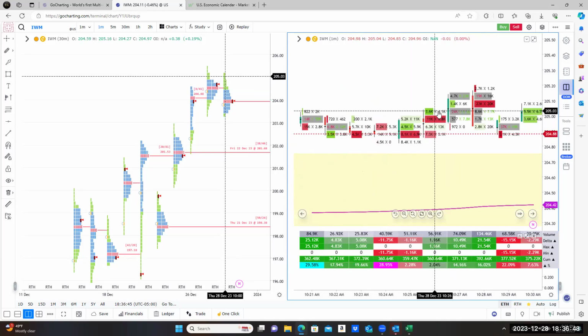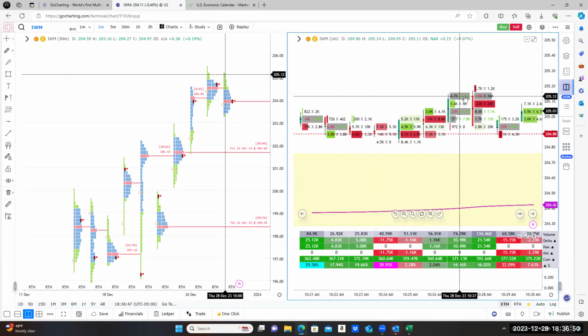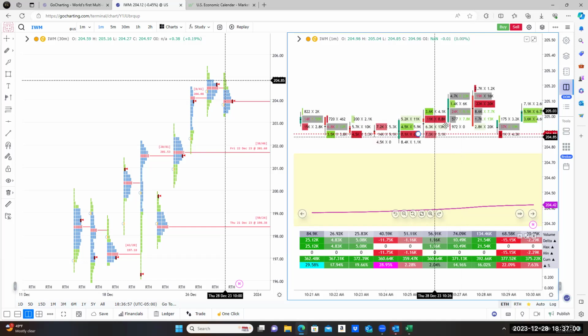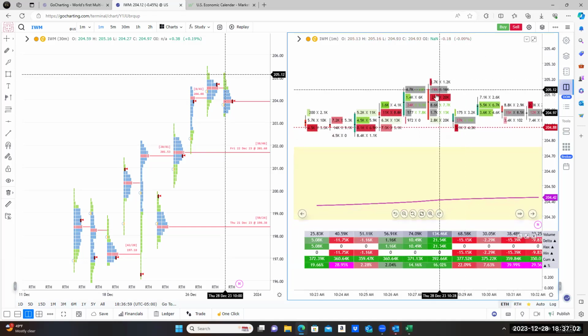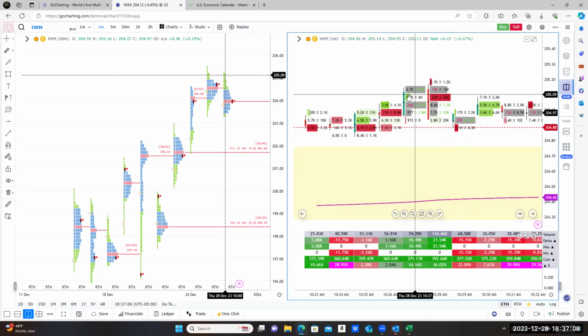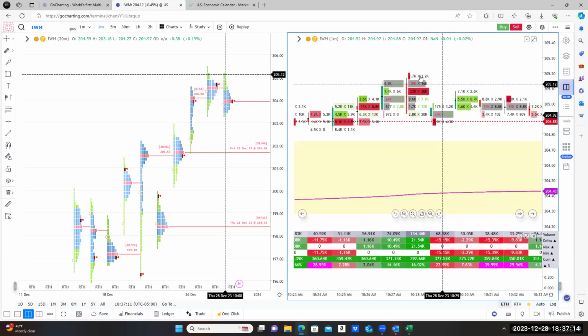11,000 buyers there, drop down to 4,000. Here's 23,000 buyers, top of this candle. Sell imbalance. So they're trying to push the market higher. Very next candle, we get that nice P shape, meaning the sellers are coming in saying, nope, we're not driving it higher. Trap those 23,000 buyers with that 5,000 and that 7,000.